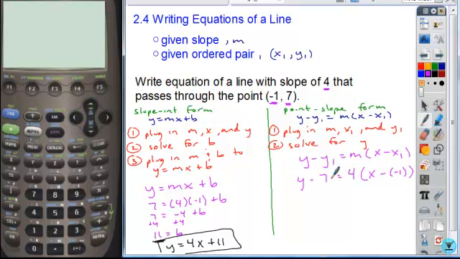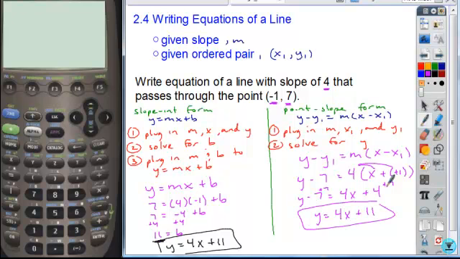If we plug in all those three values here and then solve for y, we get y minus 7 is equal to, subtracting a negative is equivalent to adding the opposite, so you get a plus. And then as you distribute your 4 through here, you get a 4x plus a 4. Continue to isolate your y by adding 7 to both sides. You get y is equal to 4x plus 11.